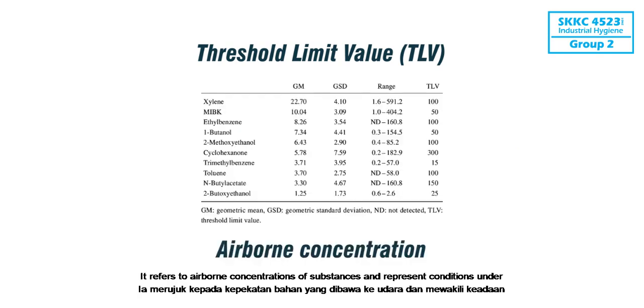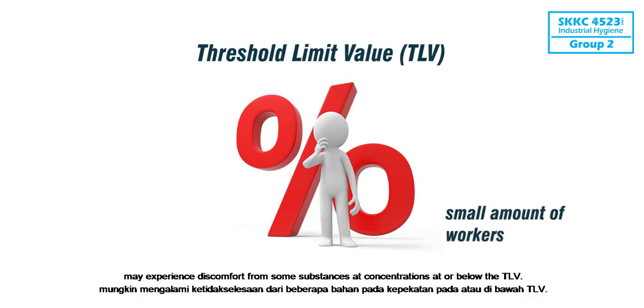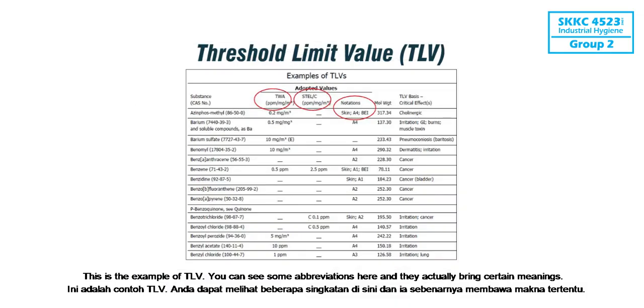It refers to airborne concentrations of substances and represents conditions under which nearly all workers may be repeatedly exposed without adverse health effects. However, due to wide variation in individual susceptibility, a small percentage of workers may experience discomfort from some substances at concentrations at or below the TLV. This is an example of TLV. You can see some abbreviations here and they actually carry certain meanings.